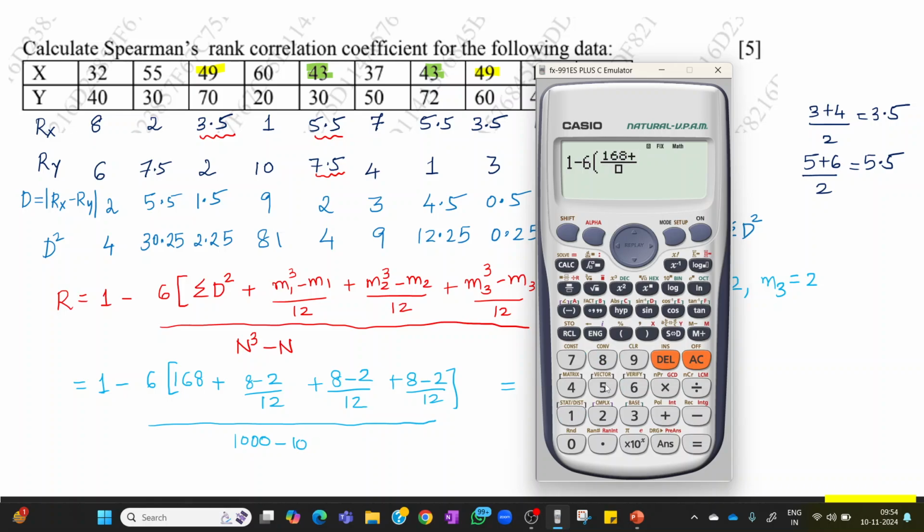6 divided by 12 is 0.5. So 0.5, that is going to come 3 times, right? In the numerator. And the denominator is going to be 990. I think that much we can do manually.